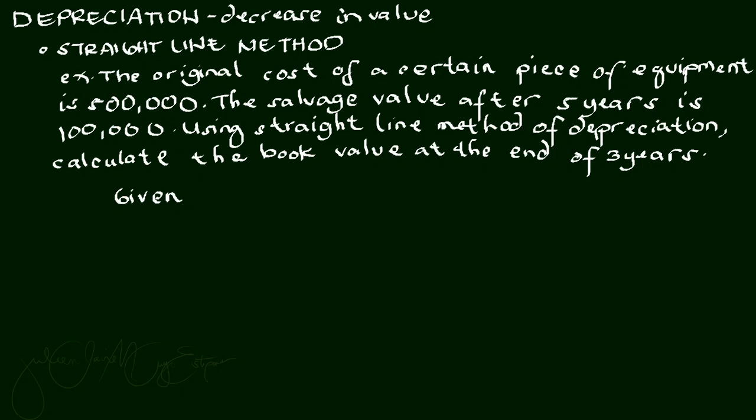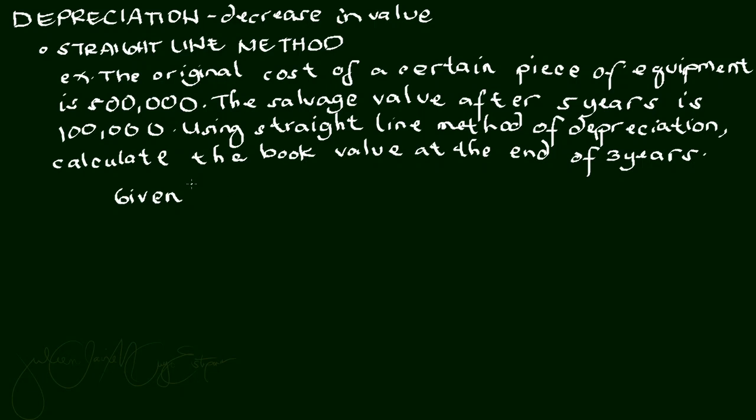For example, the original cost of a certain piece of equipment is 500,000. So that is the first cost. The salvage value, also known as the trade-in value, after 5 years, so your useful life there is 5 years, is 100,000. So that is the salvage value, 100,000. Using the straight line method of depreciation, calculate the book value at the end of 3 years.